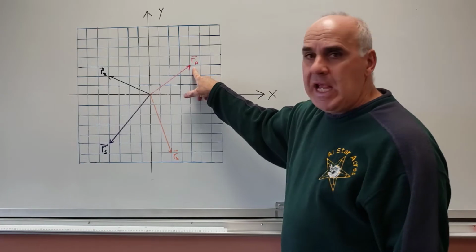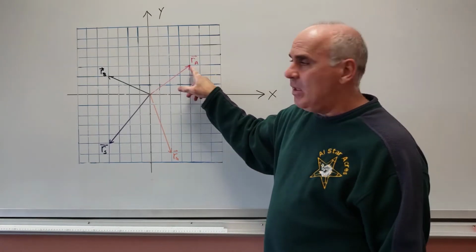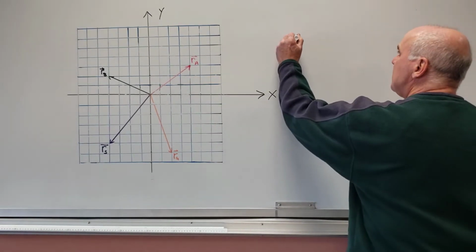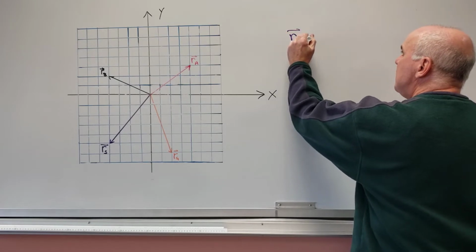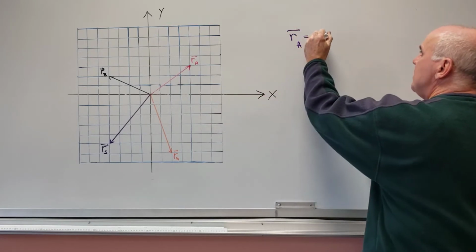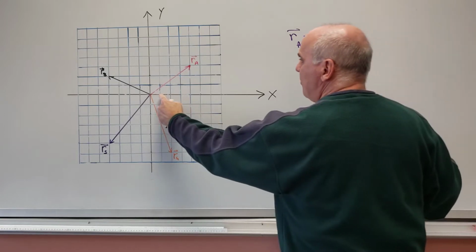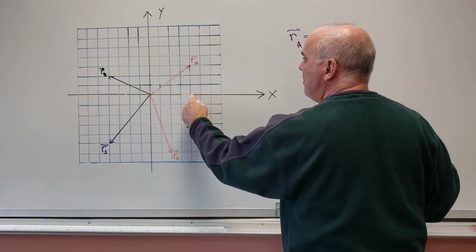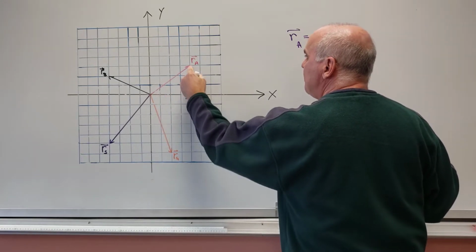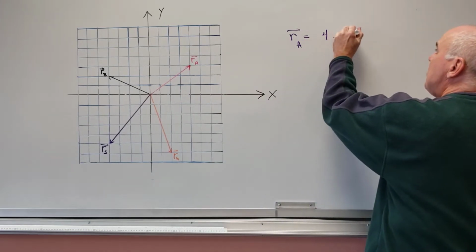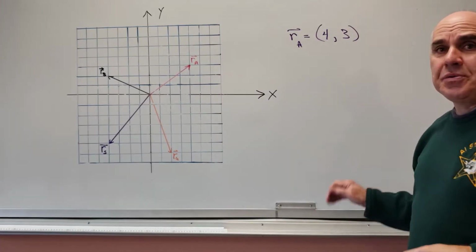All right, so here's A. A is going to be Adam. So what I might say then is that the position of Adam is 4 squares in the x direction, or 4 meters. 1, 2, 3, 4 meters in the x. 1, 2, 3 meters in the y. So I might write it like this: 4 and 3, that's a point.